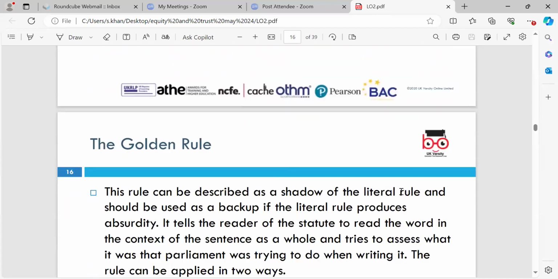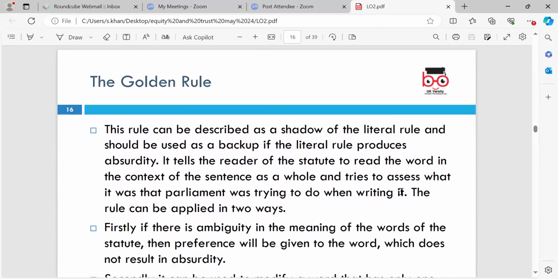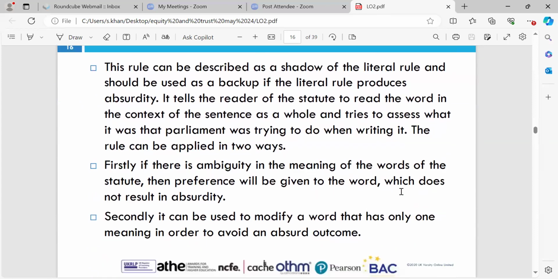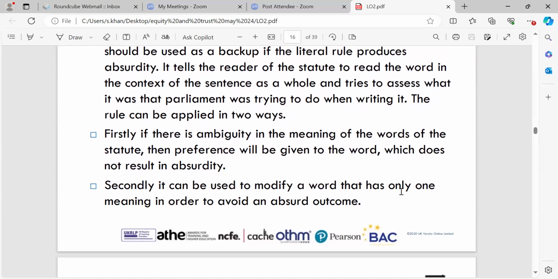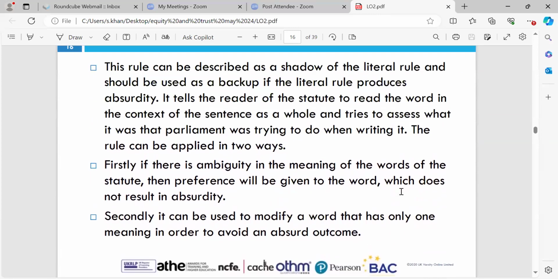The next rule is the golden rule, and this can be described as a shadow of the literal rule and should be used as a backup if the literal rule provides any sort of absurdity.